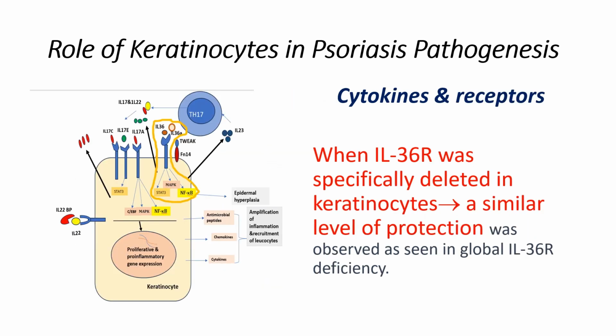When interleukin 36 receptor was specifically deleted in keratinocytes, a similar level of protection from psoriasis was observed as seen in global interleukin 36 receptor deficiency. This finding suggests that keratinocytes are the primary cell type responsive to interleukin 36 signaling in the context of psoriasis.